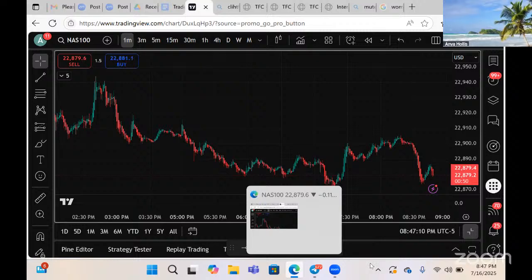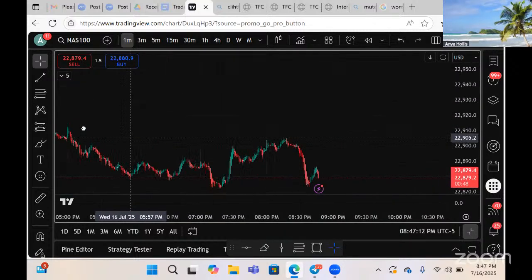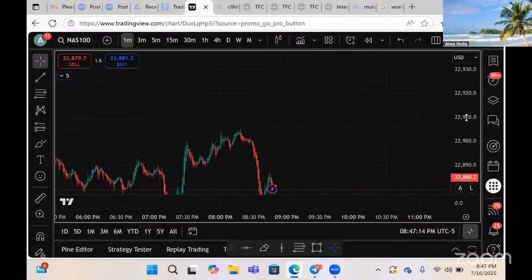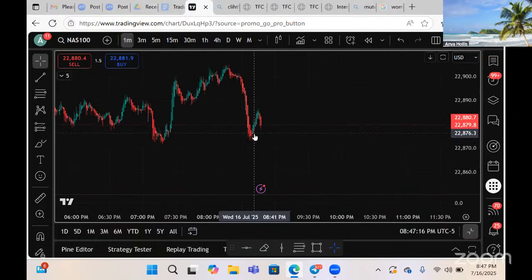So clearly, if you're looking at the Nas trend, we see for the first 5 candles that the price went up. No, sorry, not 5. How many? 1, 2, 3, 4, 5, 6, 7, 8. For 8 candles, the price went up.